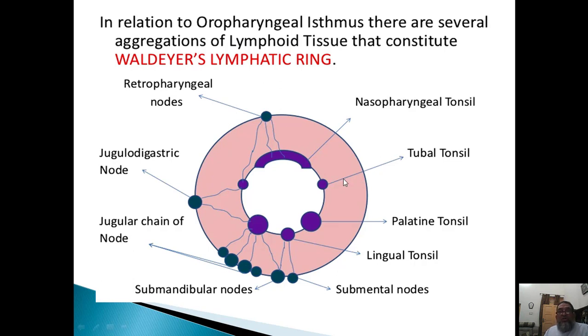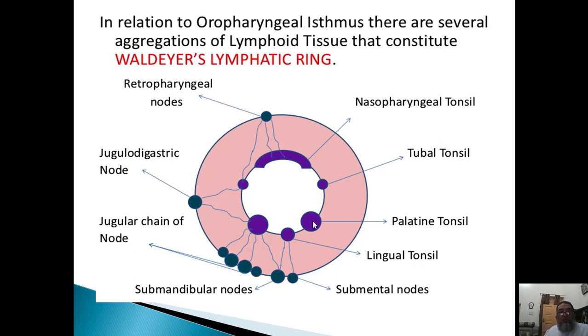What about the tubal tonsil? The tubal tonsil will drain into both sides of the retropharyngeal nodes as well as toward the jugulodigastric. Double drainage: tubal tonsil, jugulodigastric and retropharyngeal. The palatine tonsil, very well known, usually gets inflamed. These also drain to the jugulodigastric.